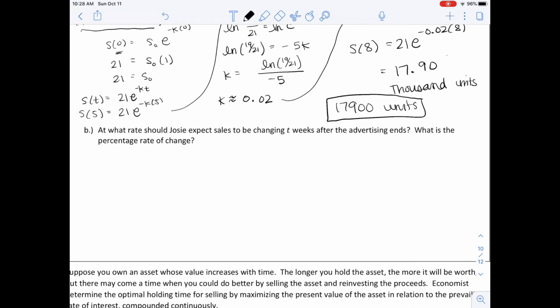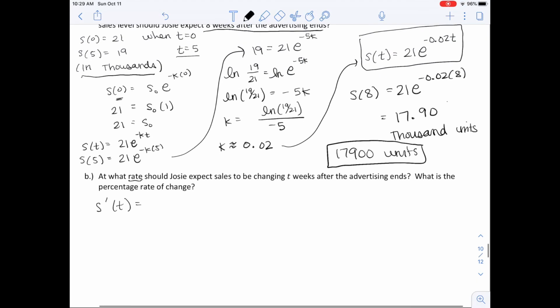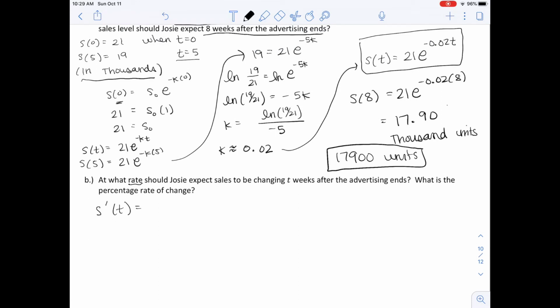Part B says, at what rate, so this time we're looking for R, should Josie expect sales to be changing T weeks after the advertising ends? What is the percentage rate of change? So in order to figure out this rate, we need to take a derivative. So we're going to find S prime of T, and our S of T function is listed up above in part A. Taking the derivative of 21e to the negative 0.02t, we get 21e to the negative 0.02t times the derivative of the exponent, which is negative 0.02.